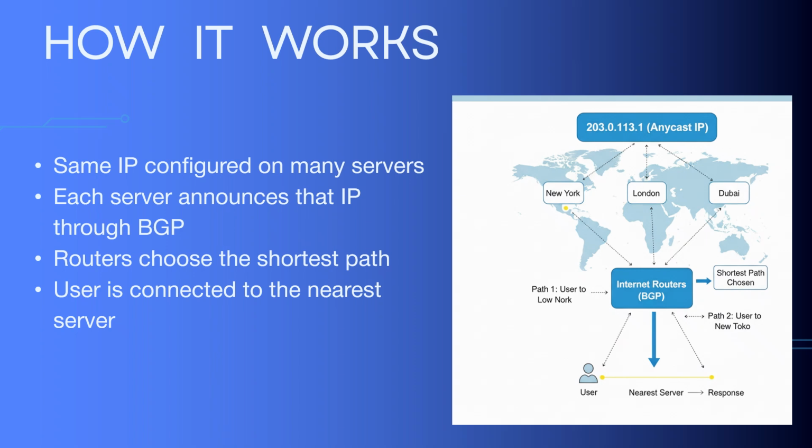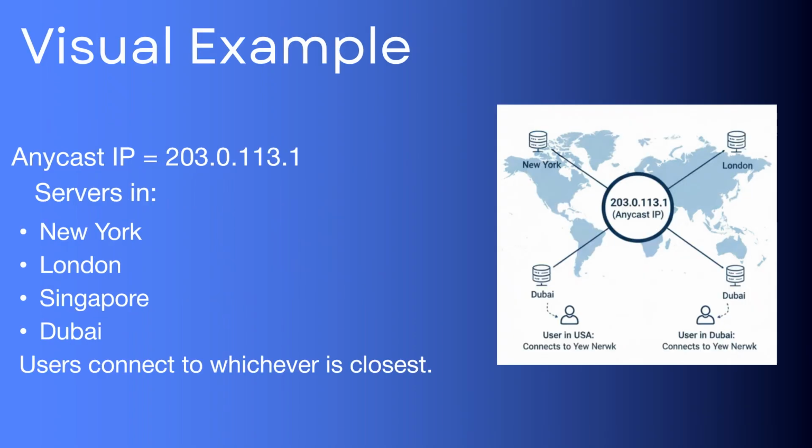So if a user is in India, they are most likely to connect to the Singapore server. Someone in the US may connect to the New York server. A person in Europe will connect to the server in London. This routing happens instantly and dynamically. The user does not choose a server, the network chooses this for them, based on the best path.